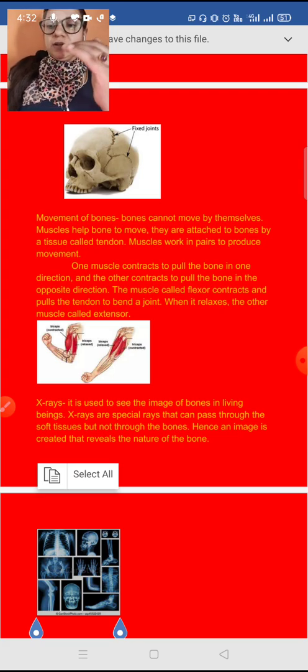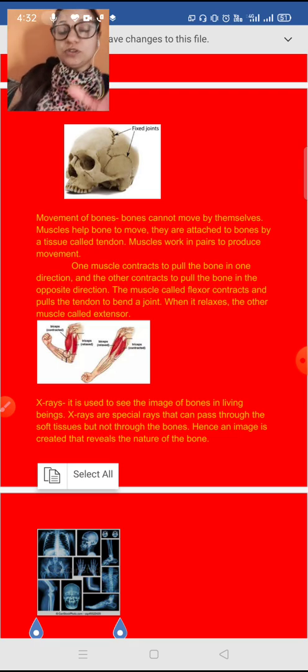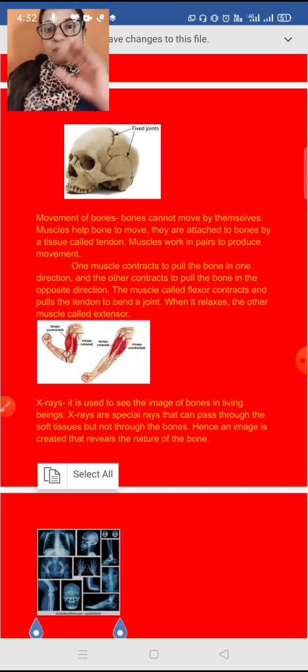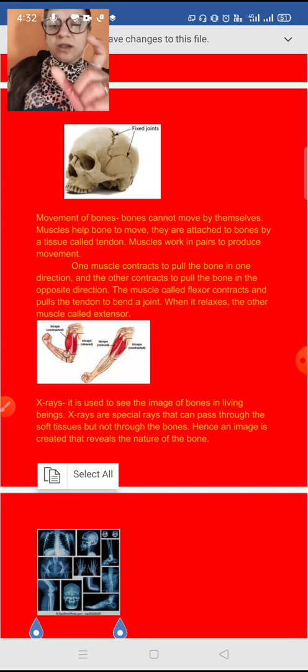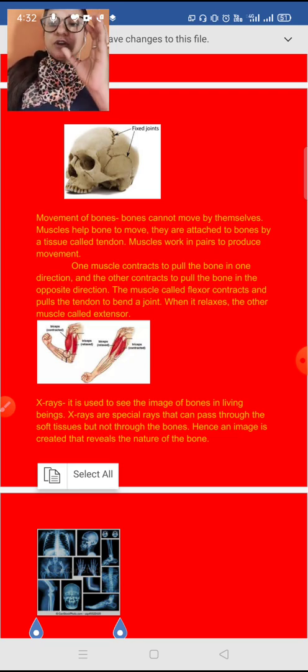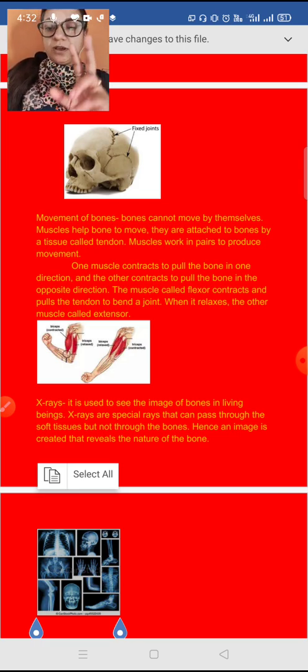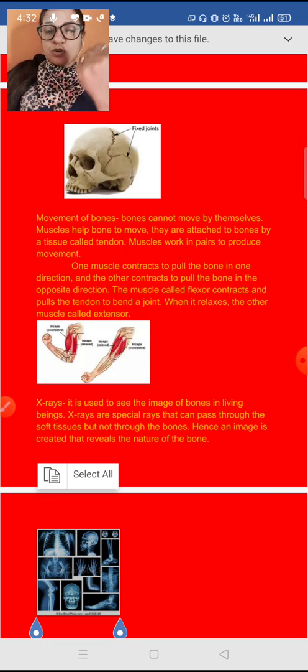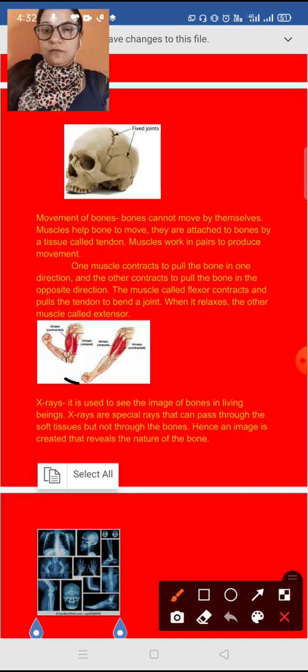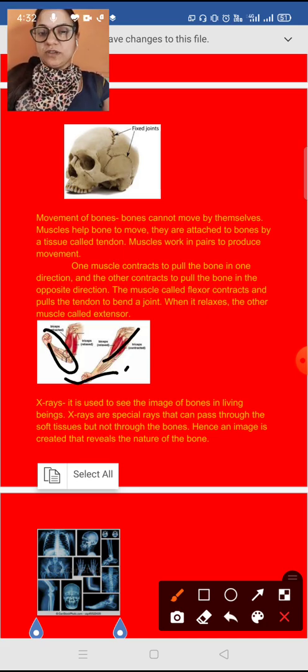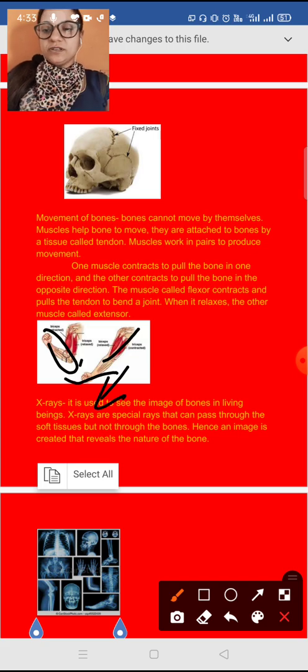So basically the bones move and help in the body movement. Muscles are attached to bones by a tissue called tendon. Means muscles और bone के बीच में जो connective tissue होता है, that is called tendon. Muscles work in pairs to produce movement. As I told you, they cannot work alone, so they work in a pair. One muscle contracts, एक muscle जब contract होती है, here you can see in this example, one muscle contracts, दूसरी relax हो रही है, दूसरी contract होती है, then first relax होती है.